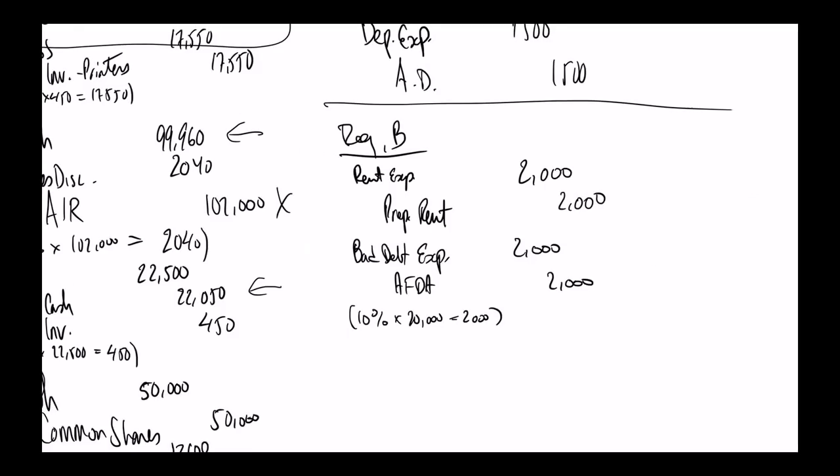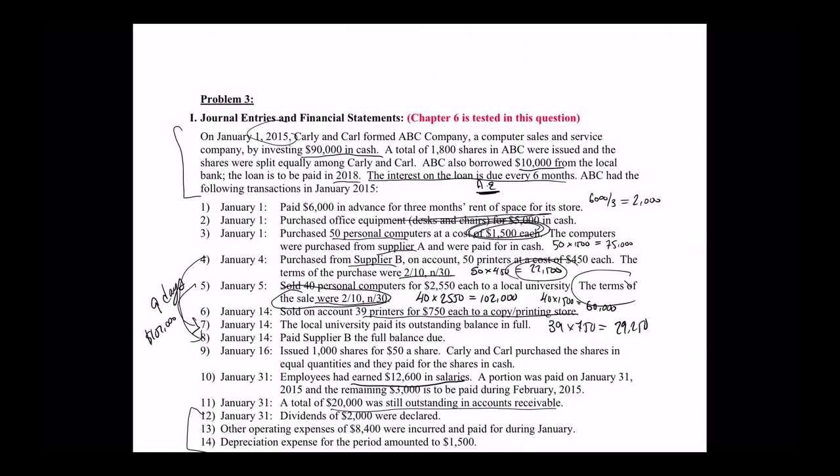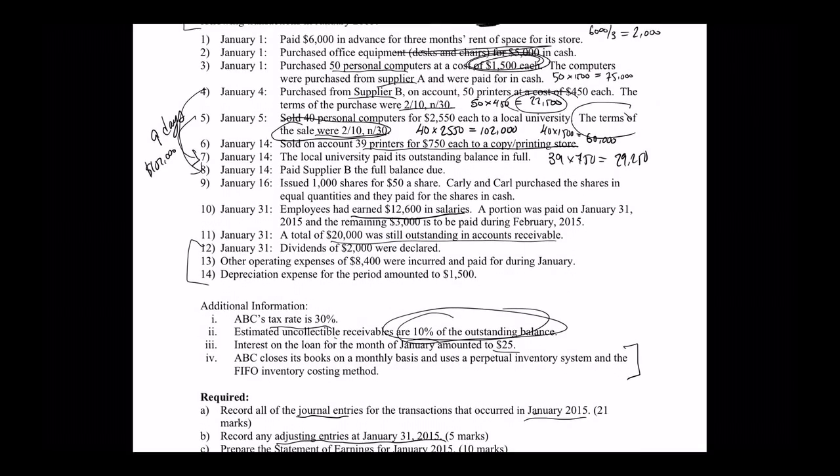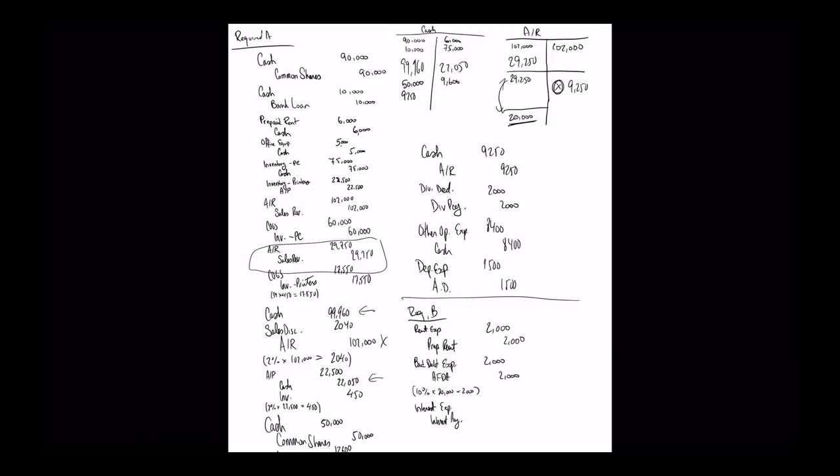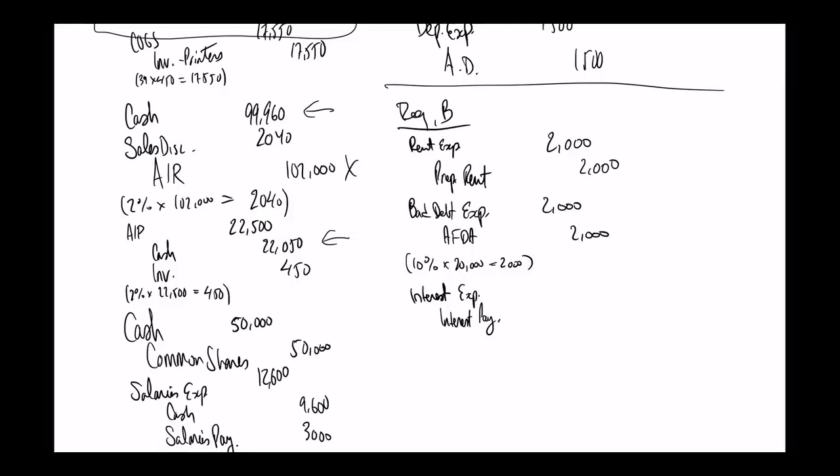And we also have interest on the bank loan. So interest expense, it's not paid right away, so we're going to credit interest payable. And let's just take a look at the terms of the loan. It was $10,000 from the local bank. Interest due every 6 months. And they tell us that the interest on the loan for January was $25. So 25, 25.